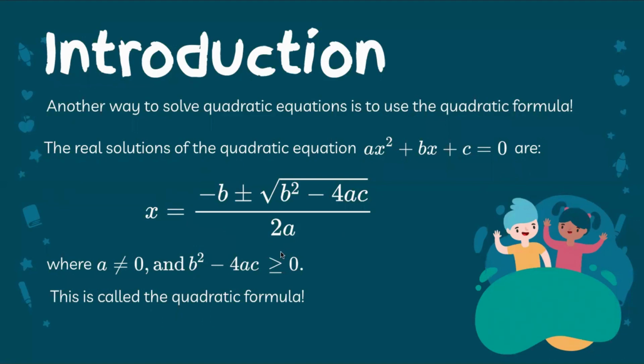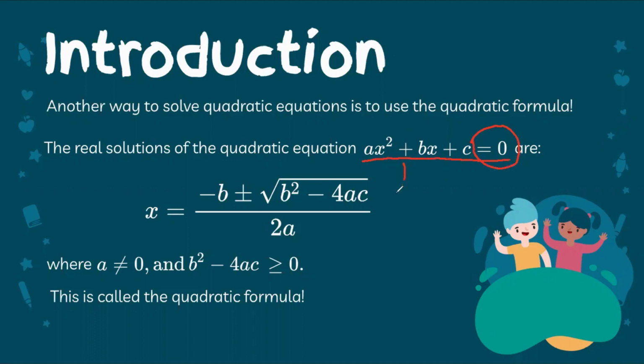For today's lesson, we're going to look at how to solve quadratic equations in the form ax squared plus bx plus c equals 0. And you always want to make sure that your quadratic equation is equal to 0.